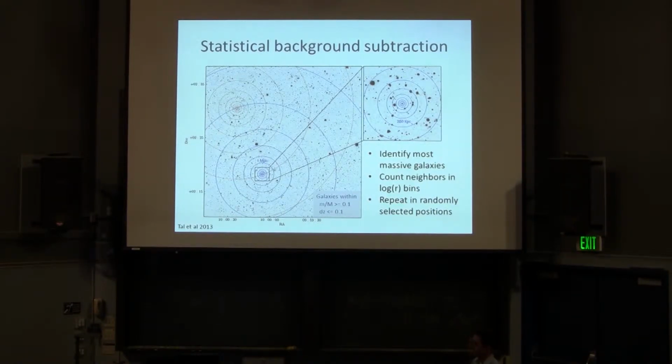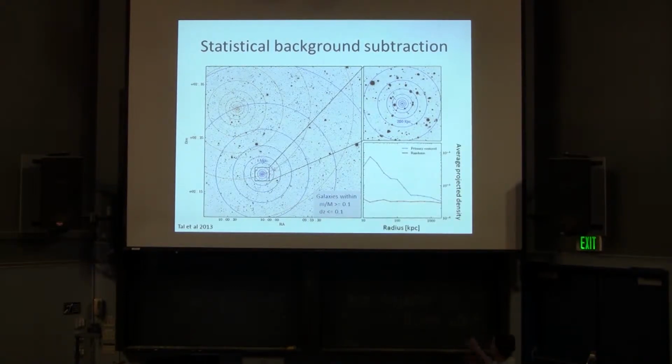So you repeat the same thing in randomly positioned apertures, or random positions along the same field. And so what you're getting is two things. First, you get the radial distribution of galaxies around your centrals. Then you get the additional curve, which comes from the random apertures. If you now subtract one from the other, you're left with just the satellite galaxies, or galaxies that are physically associated with your centrals.